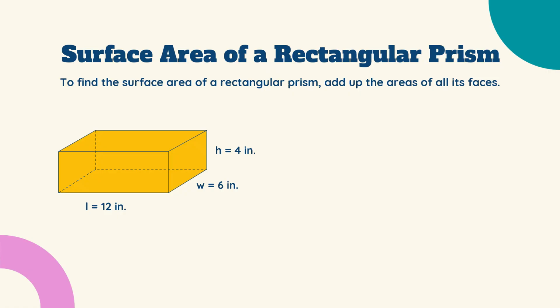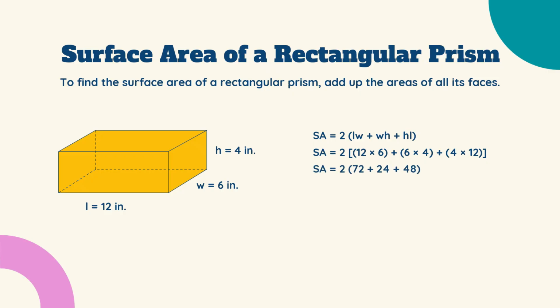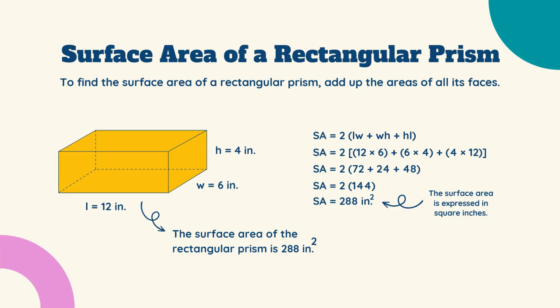How are we going to find the surface area? First, recall the surface area formula. Second, substitute the given values into the formula. Third, compute each product. Step 4, add the areas of the 3 pairs of faces. And lastly, multiply it by 2. In this example, the surface area is expressed in square inches. So this is our final answer: the surface area of the rectangular prism is 288 square inches.